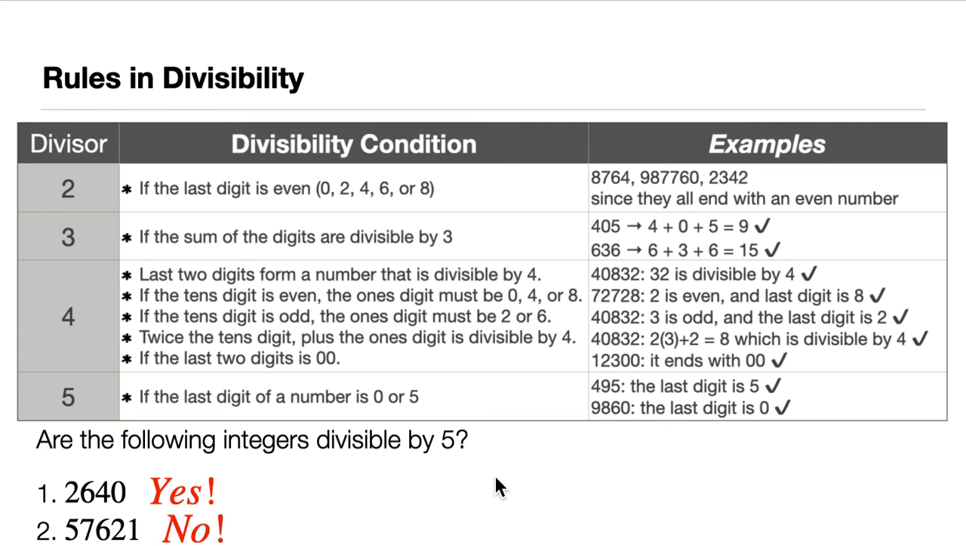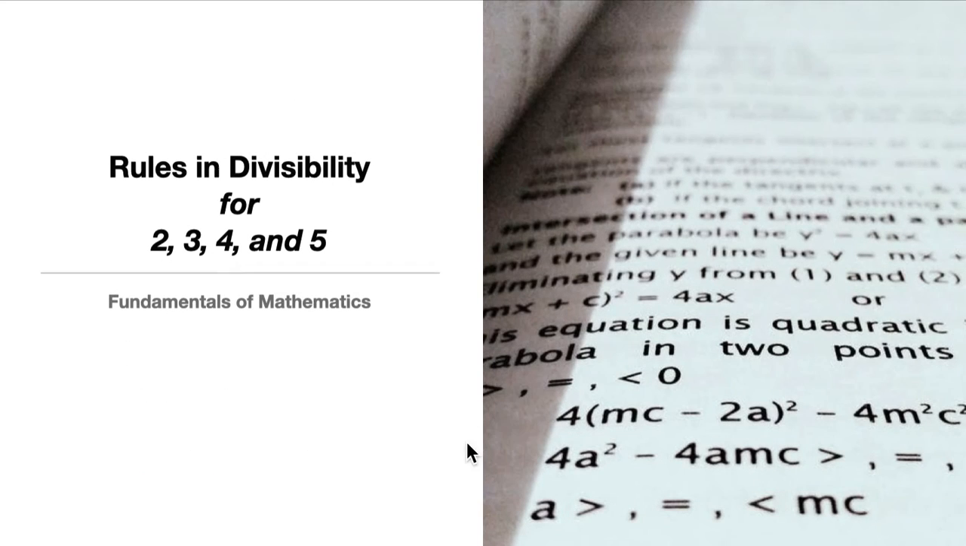And that's it for this video. At least we are done with the rules of divisibility for the divisors 2, 3, 4, and 5. So in the next batch of videos, we're going to present the divisibility rules for 6, 7, 8, and 9, if I'm not mistaken. Those will be the numbers.